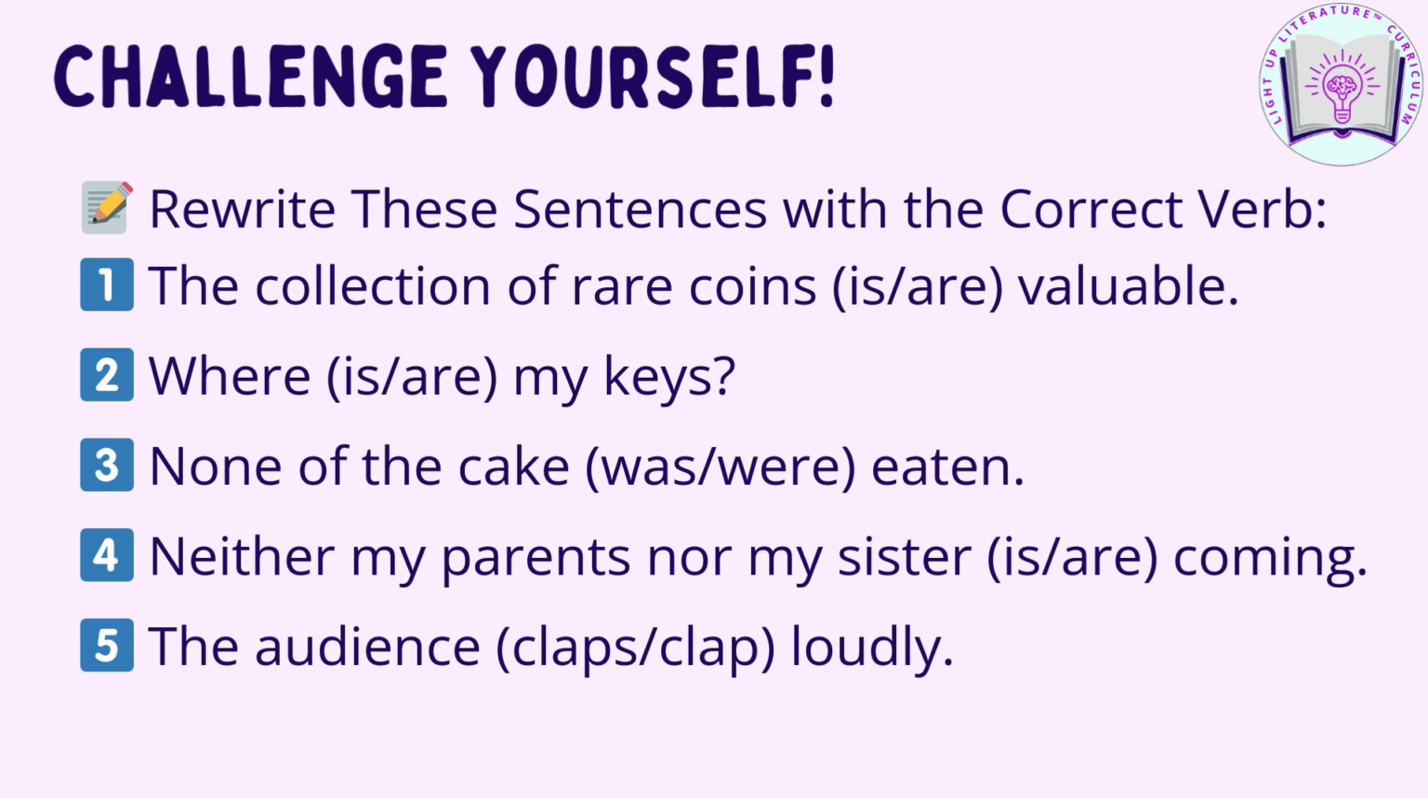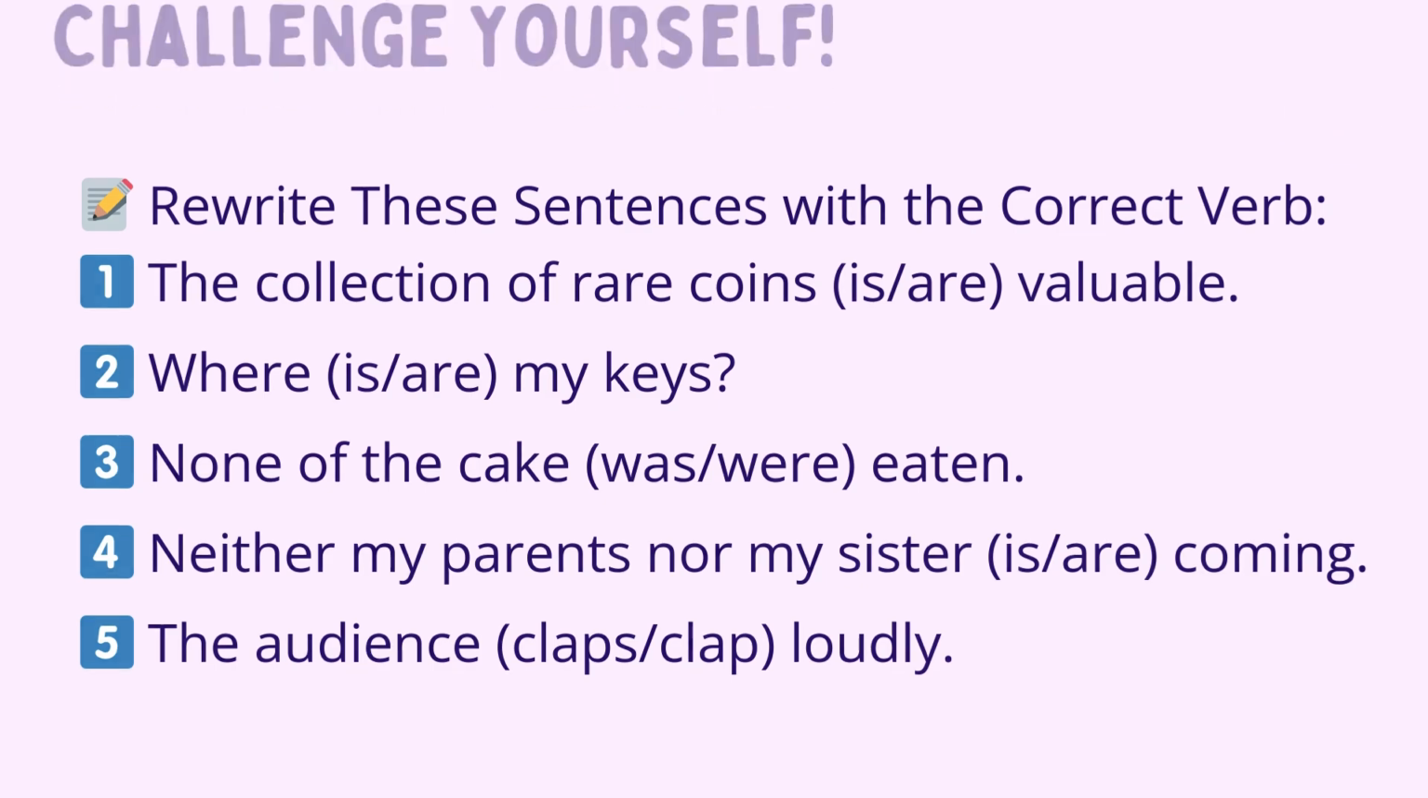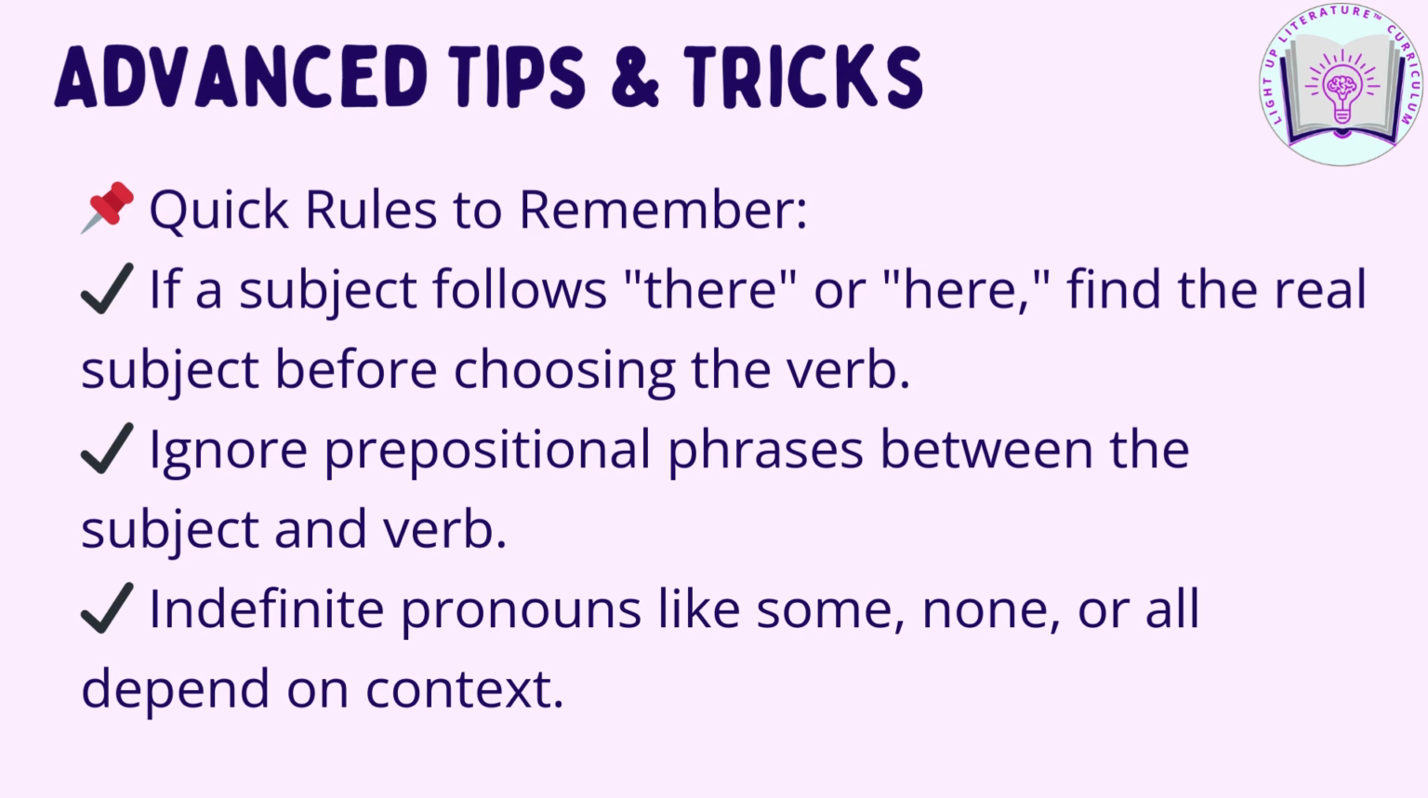None of the cake was eaten. Cake is singular, so we're going to use was because it's singular. Neither my parents nor my sister is coming. Sister is right next to the verb, so sister is singular, and so we're going to use the singular verb. The audience claps loudly. So since the audience is working all together, that's where they're clapping as a group loudly, so it's going to be claps, singular.